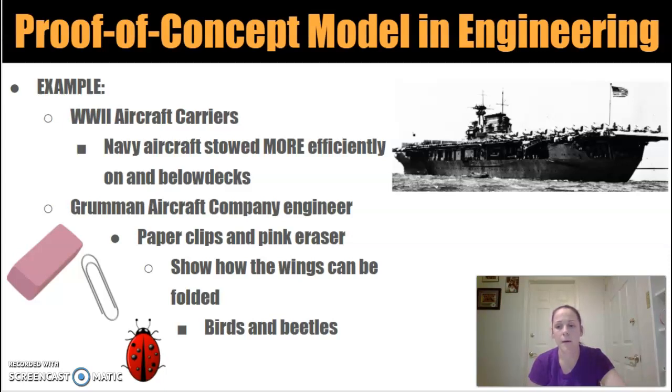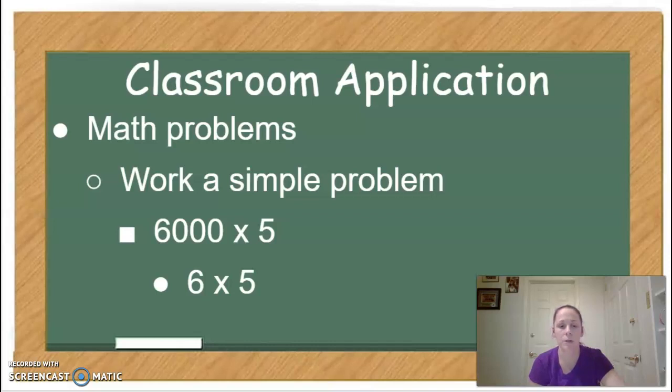Then I have my classroom application. The first one would be simply math problems. So if you have a more difficult solution to get to, we may be able to work with students on finding a simple problem to get to the more difficult solution. So I have 6,000 times 5, and then they might be able to simplify that as 6 times 5, and then work their way from there.